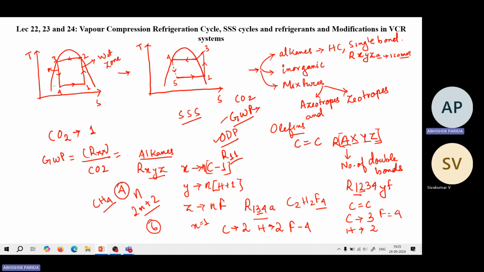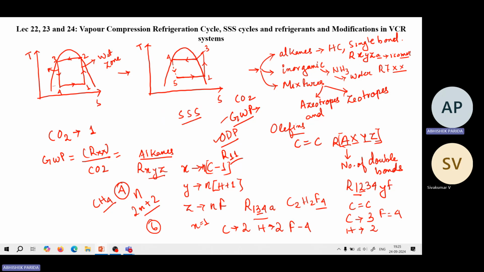Okay. Now, other refrigerants discussed were, for example, ammonia or water. For them, it is generally very simple. You use R7 and then XX, where XX means the molecular weight. For example, for ammonia, it will be 17. For water, it will be 18. Okay.